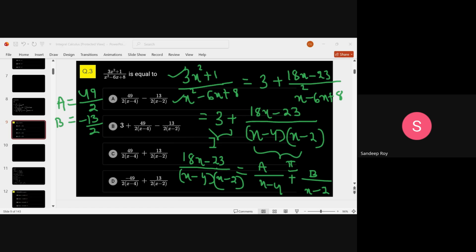Which option is matching then? Option B. For your reference, the answer will be option B. They haven't asked to integrate here, but you can perform the integration also. That is an extra step I am just telling. They asked just to break it up, so option B is correct. If they had asked for integration, then you could proceed further.